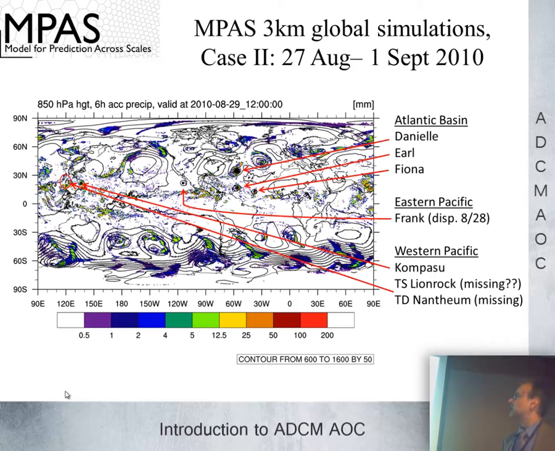This is the second case, which is chosen because of some interesting storms. You can see America's in here. This is the Atlantic, where there were 3 hurricanes, Danielle, Earl, and Fiona. There's an East Pacific dissipating storm called Frank. The West Pacific had Kompasu. I was actually in Jeju for a workshop at that time, and Kompasu went by, so I remember that one quite well. And there was less success with getting some of these other storms that were in that area, Pacific area. But we did capture these.